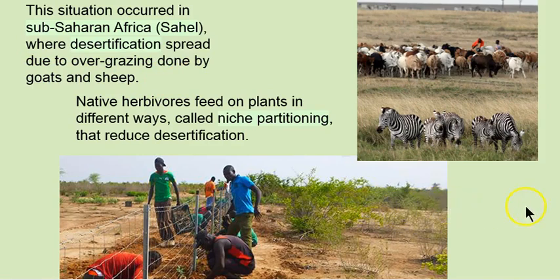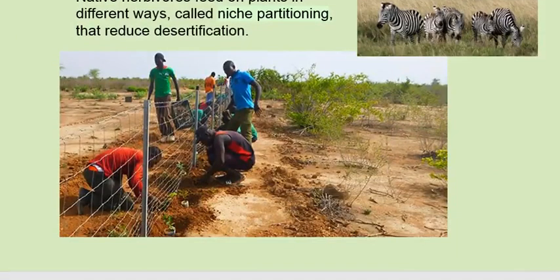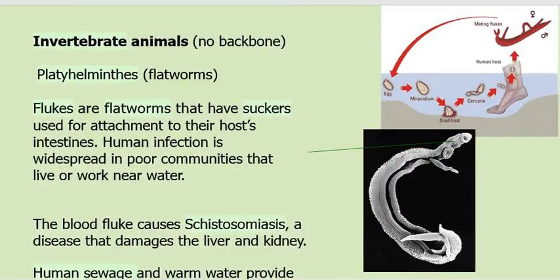And deserts are spreading in places like North Africa, the Sub-Saharan Sahel. I've seen it myself. It's terrible. And you can't even grow anything here. A serious problem. Okay, we're going to move on to animals.